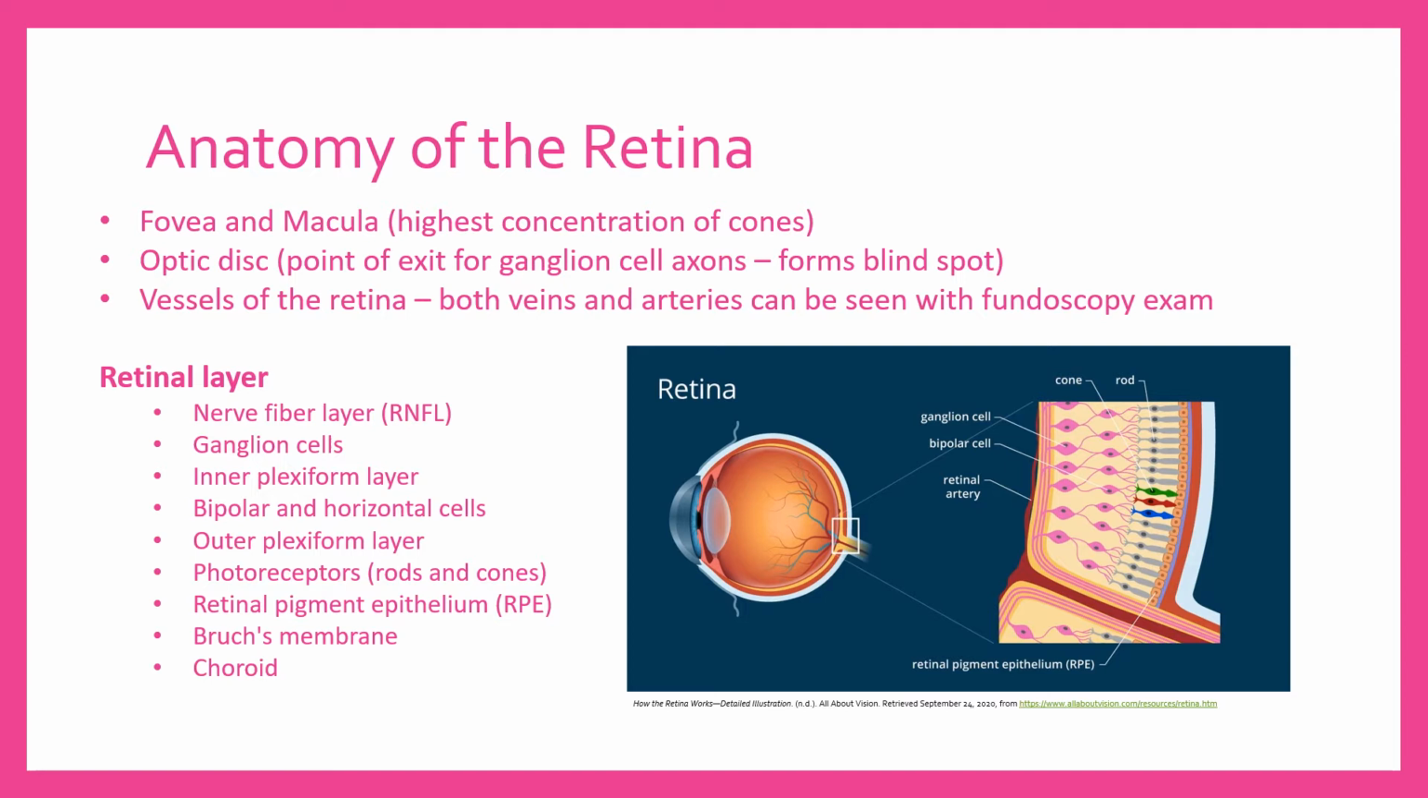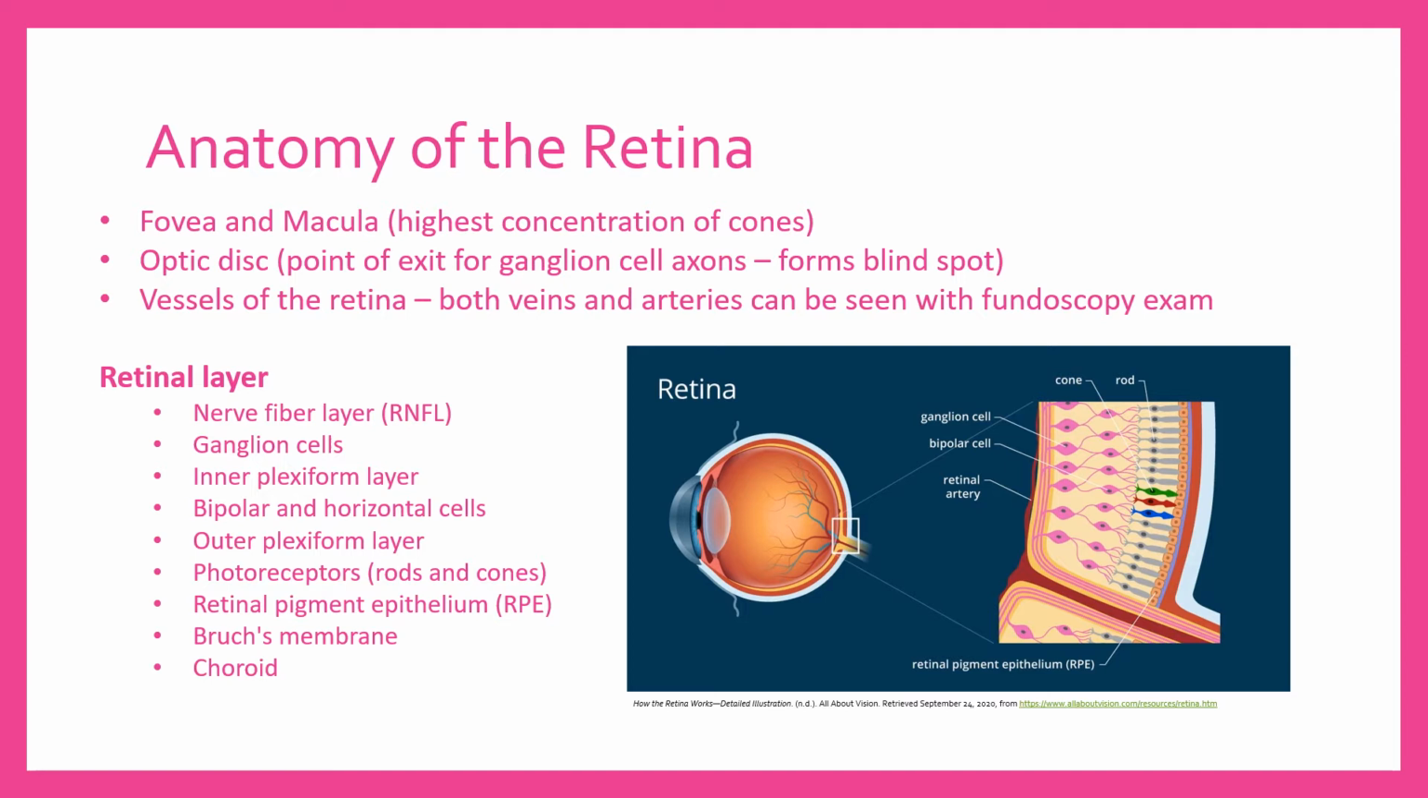And surrounding the fovea is the macula. The macula has the highest concentration of the cones, and this entire structure lies more temporally to the optic disc. Speaking of the optic disc, this is where the ganglion cell axons gather together and exit the eye as the optic nerve. And this connects to the brain as the second cranial nerve.